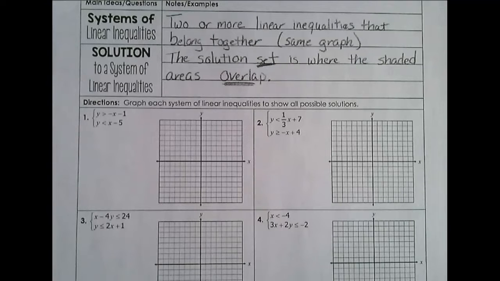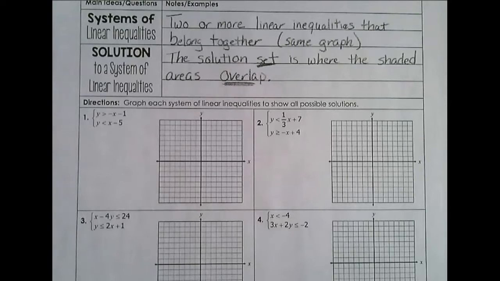And the whole idea of putting them on the graph is to find our solution. So the solution to a system of inequalities is the set, and I say set because remember it's not one solution. When we graph an inequality, we have a whole shaded area of solutions. So it's a set of solutions where the shaded areas overlap, because we're going to have two different ones. Where do they overlap each other? That's where we'll find our solutions to both.